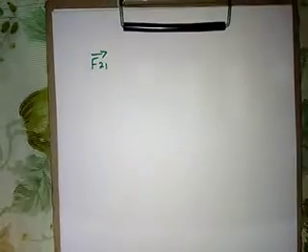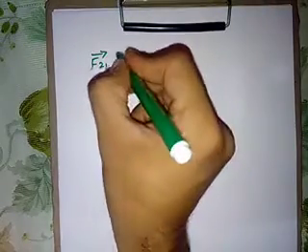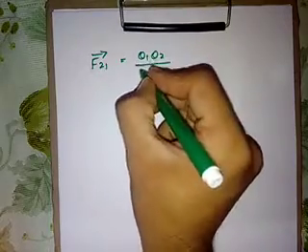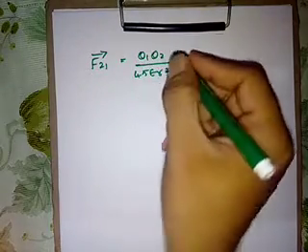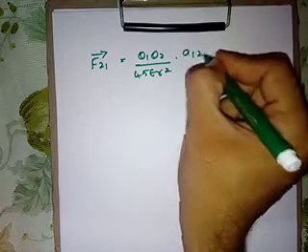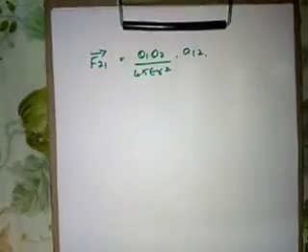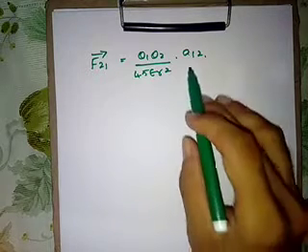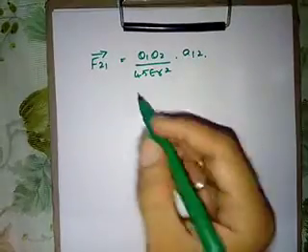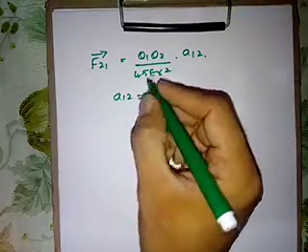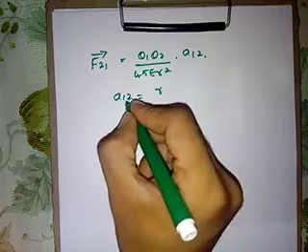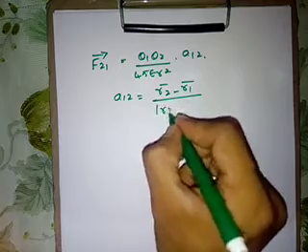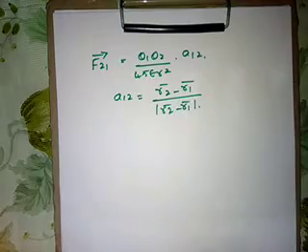This is given by Q1 Q2 divided by 4 pi epsilon r square into A12. This time the unit vector will be A12 because the source is Q1 and the destination is Q2. So source to destination, A12, where A12 is destination minus source. So destination is 2, source is 1: R2 vector minus R1 vector, divided by the magnitude of R2 vector minus R1 vector.